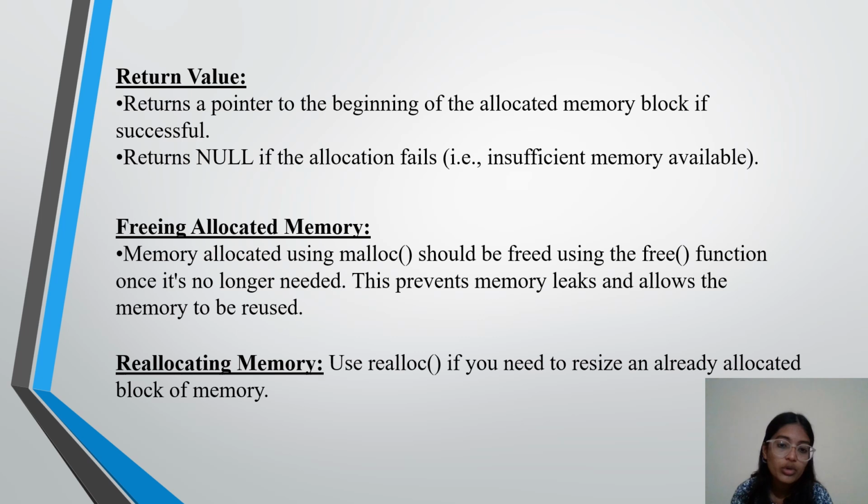Next, the main use of dynamic memory is, once the assigned memory is no longer needed, you have to eliminate that memory. That memory can be eliminated using the free function. So memory allocated using malloc should be freed using the free function once it's no longer needed. The use of this free function is that it prevents memory leaks and allows the memory to be reused.